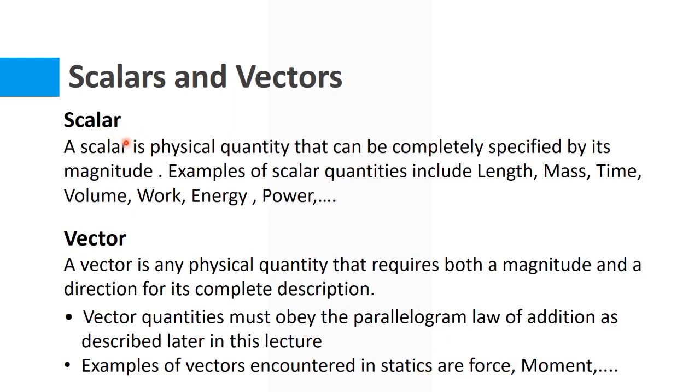So in the case of a scalar, you have to provide only the magnitude. What is the magnitude of the property? And it is enough. But in the case of vectors, you have to provide two things. You have to provide the magnitude, what is the magnitude of that property, and then what is the direction of that property. So for defining the property completely, you have to give these two pieces of information. First is the magnitude, and second is the direction.